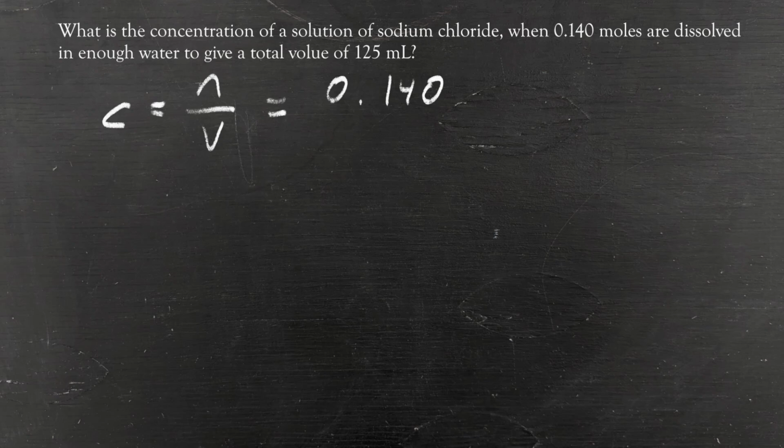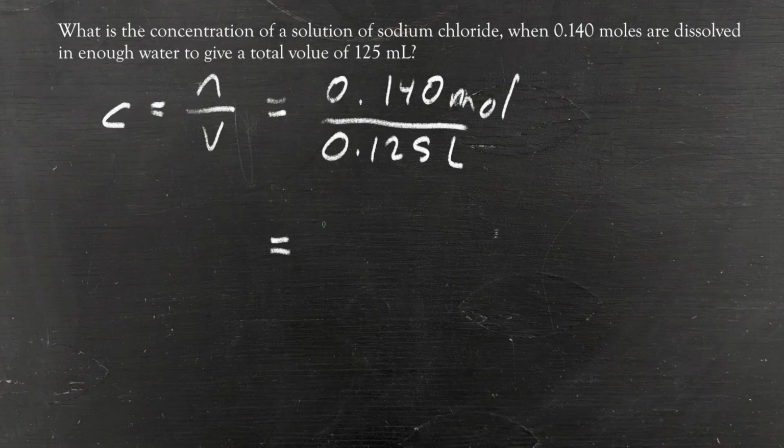given the volume in milliliters. So first, we need to convert that into liters. There are 1,000 milliliters in a liter, so 125 milliliters is the same as 0.125 liters. When we perform this calculation, we get an answer of 1.12 moles per liter.